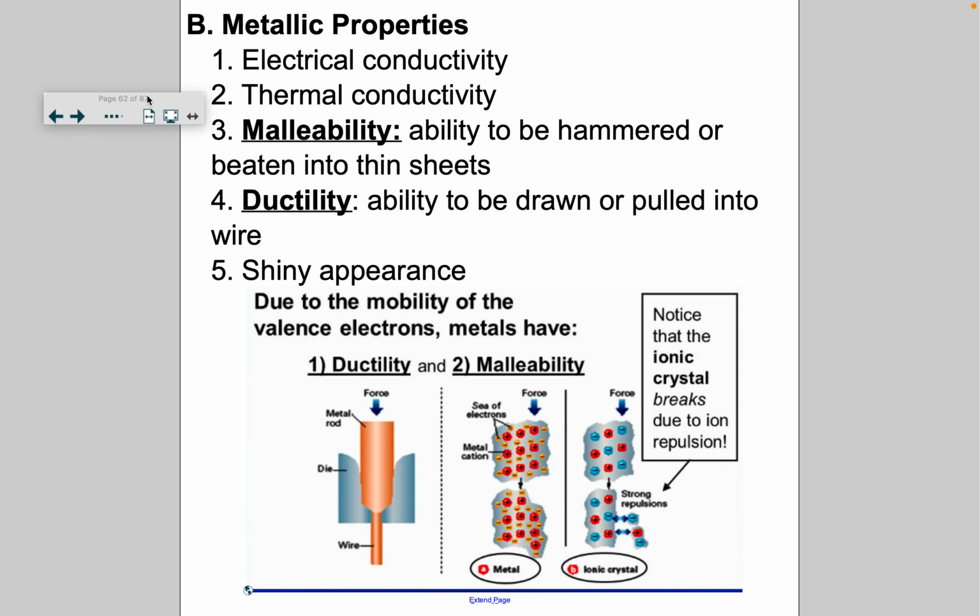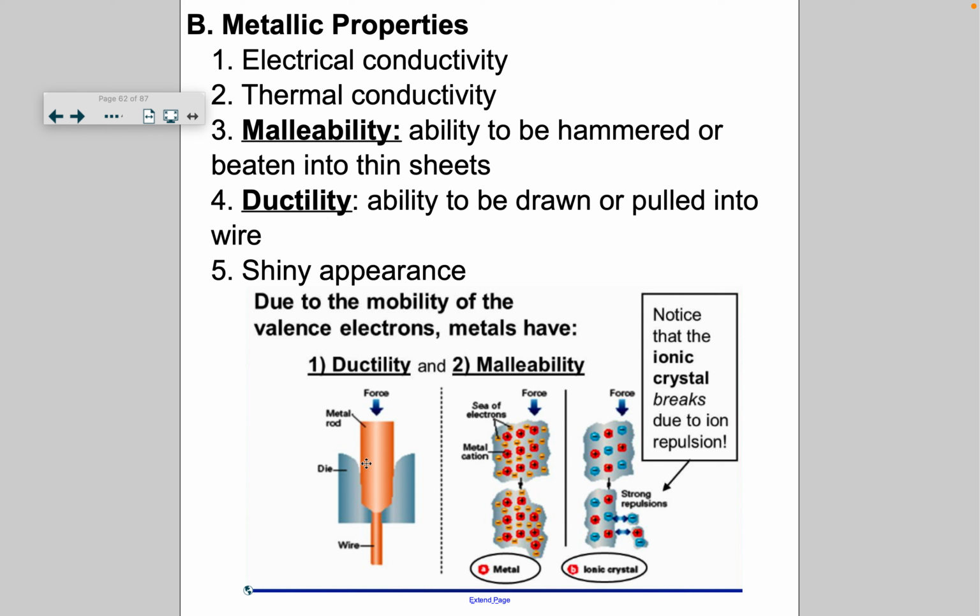So some metallic properties. First off, electrical conductivity. They allow current to be passed through because of these electrons. Thermal conductivity is very similar, but now we have heat being transferred from one atom to the other because they're so closely packed together. Heat heats some atoms, and then they pass on the vibrations. They move faster, so metals make great conductors. Malleability is the ability to be hammered or beaten into thin sheets, and ductility is the ability to be drawn into wire. So malleability, thin sheets; ductility, thin wire.